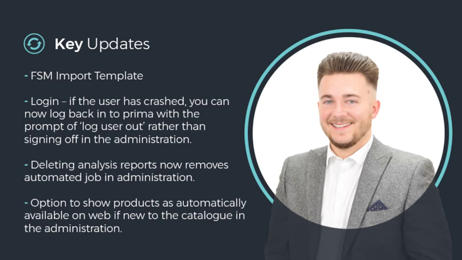Delete an analysis report: a little fix is that when you delete an analysis report in Prima, it will also remove the automated job in the administration. There's also an option to show products automatically on the web if they're new on the catalogue. In your admin you can say that if there are any new items in the VOW, CTS, spices and other catalogues, you can mark them as available on web straight away. Rather than having to run the grid manager and dictate which ones go on, the new ones can go on there straight away.